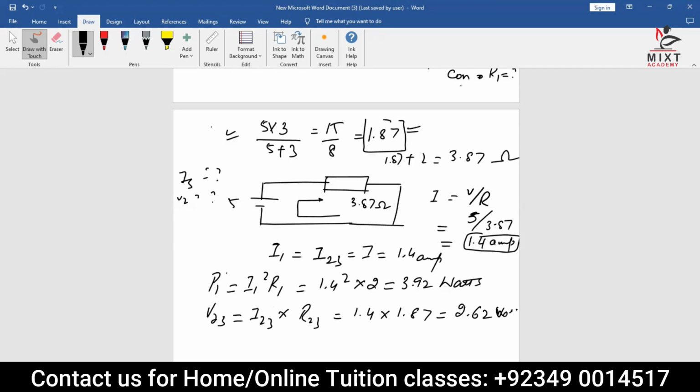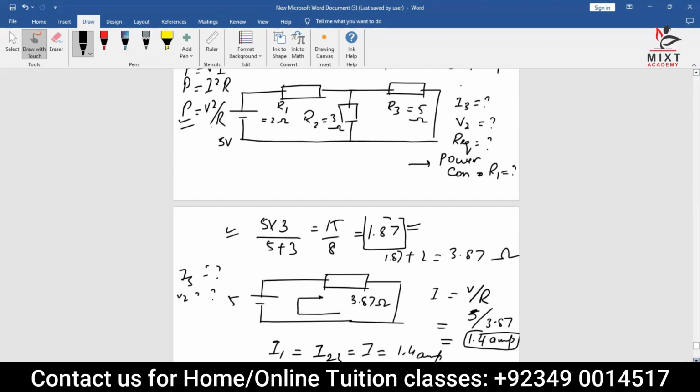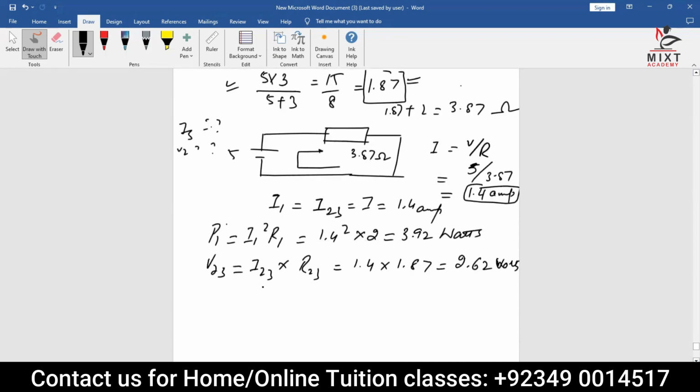We are still on the second. Now we know this V23. What is this combination? It's a parallel combination of 3 and 5. In a parallel combination, the voltage remains the same. So I can say that V23 is equal to V2 is equal to V3 is equal to 2.62.